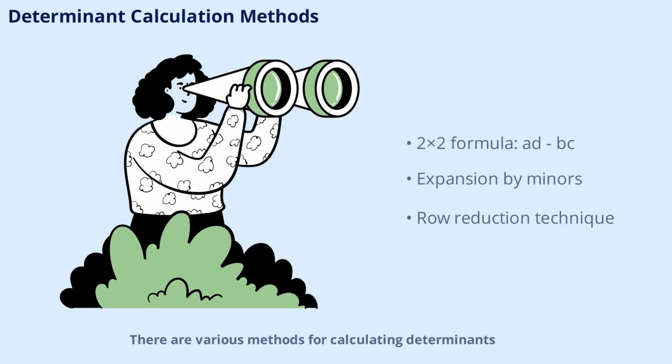There are various methods for calculating determinants, depending on the size of the matrix. For 2 times 2 matrices, the formula is simple. For larger matrices, you use techniques like expansion by minors or row reduction. Understanding these methods helps you tackle more complex problems and apply determinants in different contexts.